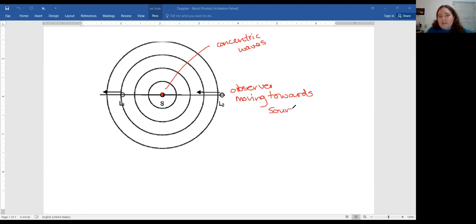And this is like my example of running into the sea. As the observer moves towards the source, it will have more waves per second hitting it. So there will be a higher frequency.